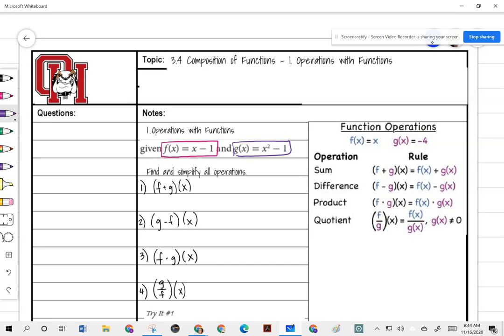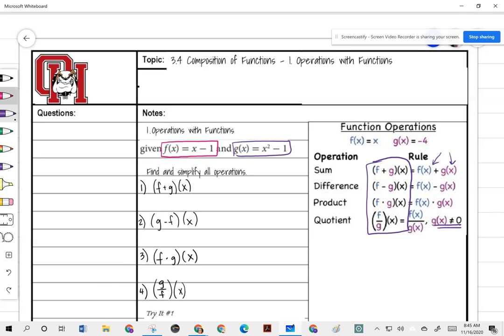The function operations to your right are basically four operations: adding, subtracting, multiplying, and dividing. We're going to take the f of x function and add it to the g of x function, subtract them, multiply and divide them, making sure always to account for the restrictions when you're dividing. So on number 1, let's take a look.